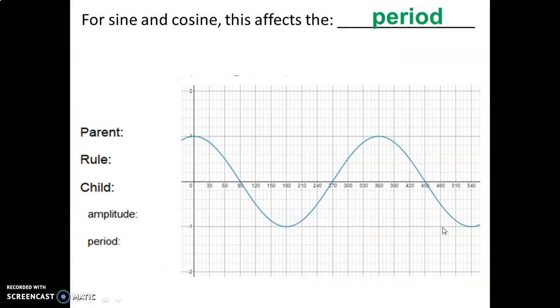All right, so let's look at that for sine and cosine. So we're going to begin with a cosine graph now. It begins here, so we know it's cosine. So the parent graph is cosine x. The rule we're going to apply is the same one we just saw, f of 2x.